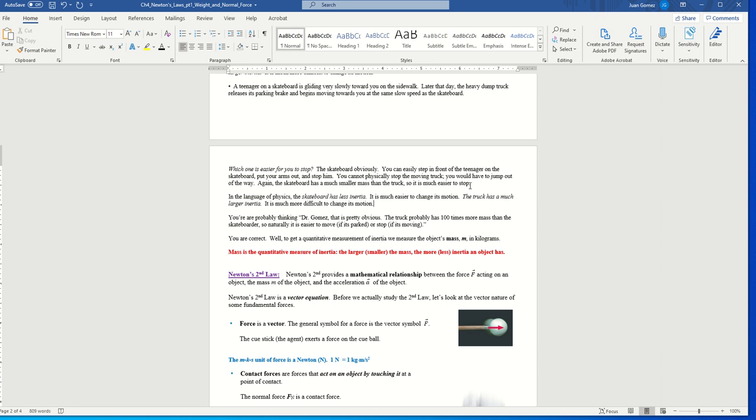Likewise, in the second case, if each one is rolling towards you at a very slow speed, you can stop the kid on the skateboard, but you sure as heck cannot stop the big truck. And then you're thinking, well, Dr. Gomez, it's pretty obvious. The truck is probably 100 times more massive than a skateboarder. So naturally, it's a lot easier to move the skateboard if it's parked, or stop it if it's moving. And of course, you're correct. And the key is the mass. The truck has 100 times more mass than a skateboarder, so naturally, it's easier to move the skateboard.